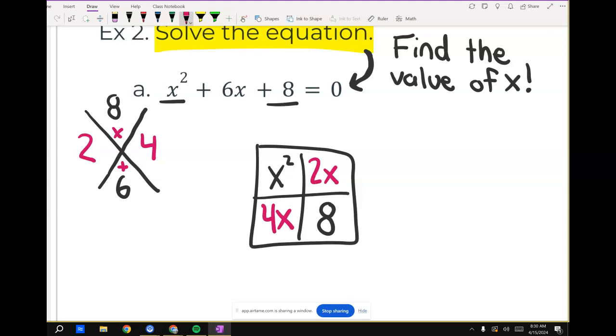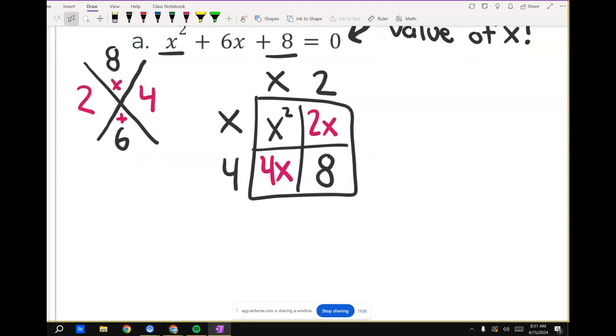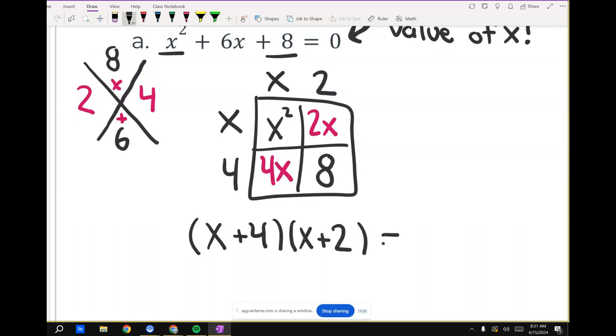You go through factoring, we get an x and a 4, and an x and a 2. So we write x plus 4, parentheses, x plus 2. And then it's set equal to 0, so we have to have it set equal to 0. I did all this stuff in the middle here with my box, just as a refresher.